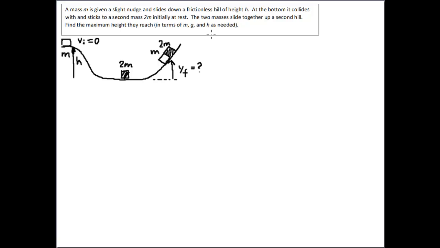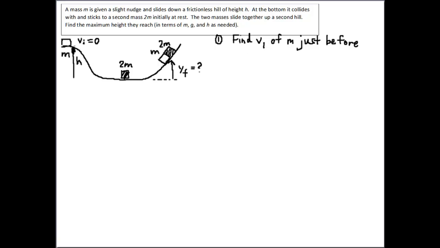So, in order to answer this kind of question, we're going to have to come up with a plan. Step one is, in order to analyze the collision, we have to find the velocity, we'll call it v1, of mass m just before the collision. So mass m sits on top of the hill, and it's going to slide down, and just before the collision we need to know what its speed is, because it's going to collide with the second mass, and we need to know what speed it's moving at when it hits.